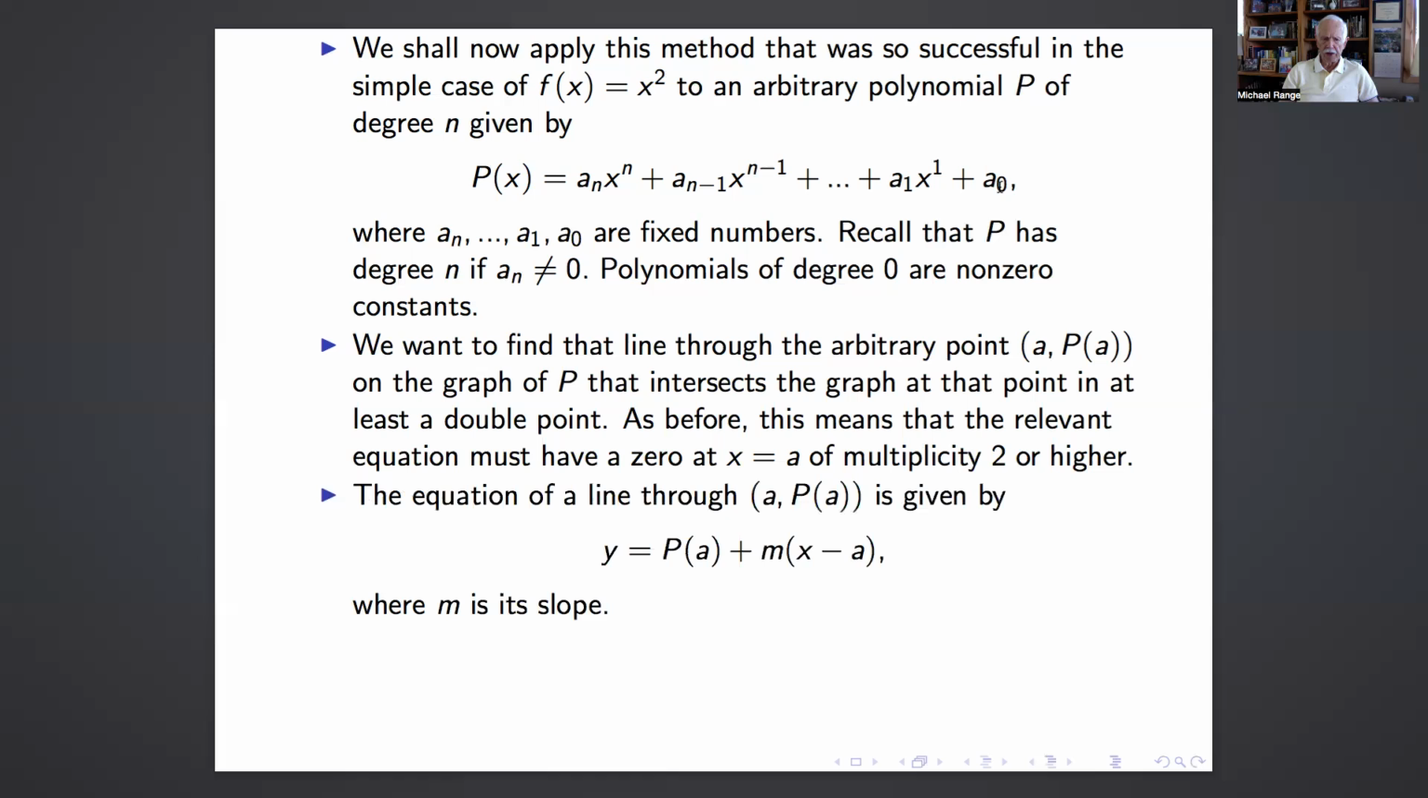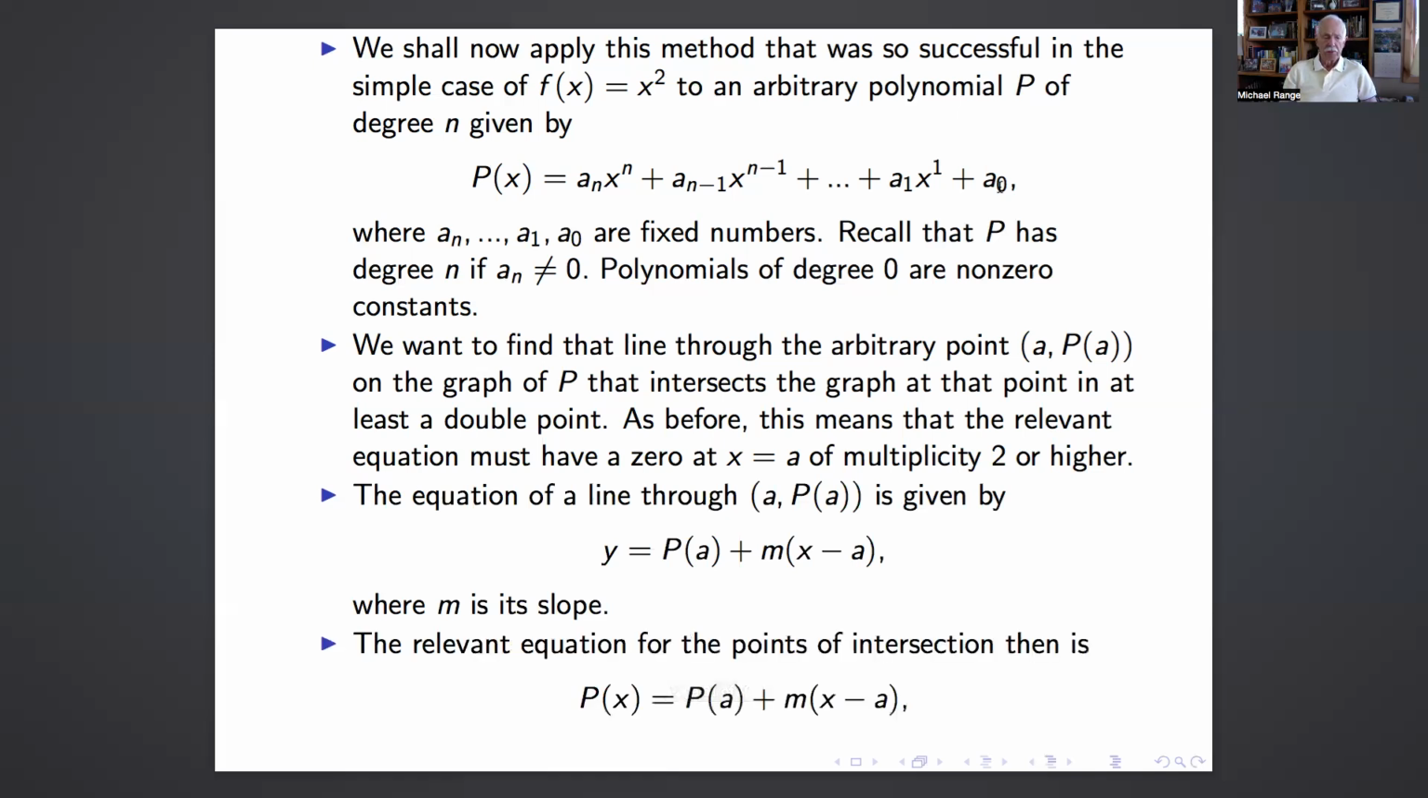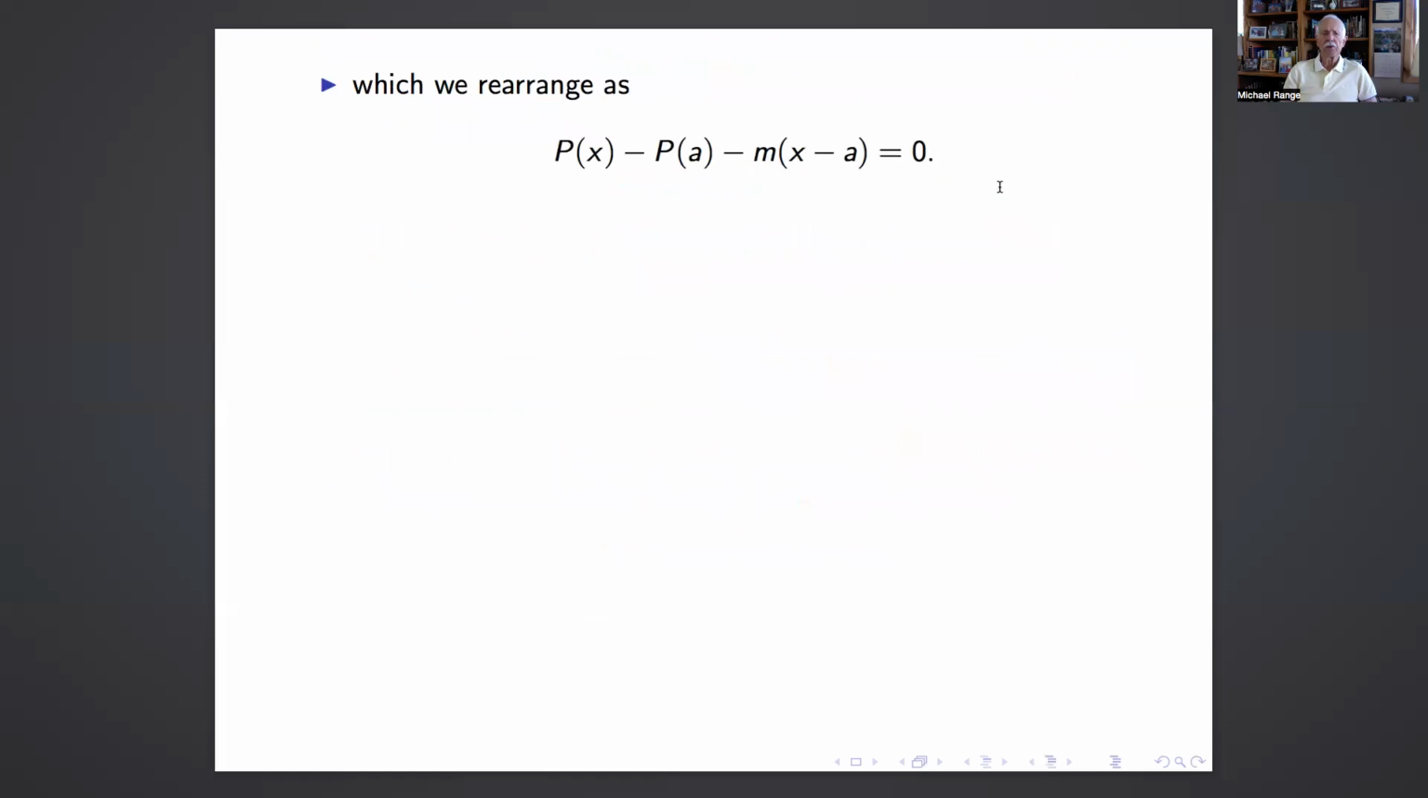Now, the equation of a line through this point a, p of a, is given by y equals p of a plus m times x minus a, where m is its slope. Again, we're using the point-slope form to describe this line. The relevant equation for the points of intersection then is p of x equals p of a plus m times x minus a, which we can rearrange as p of x minus p of a minus m times x minus a equals 0.